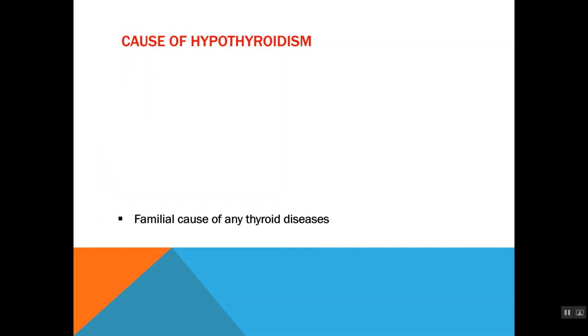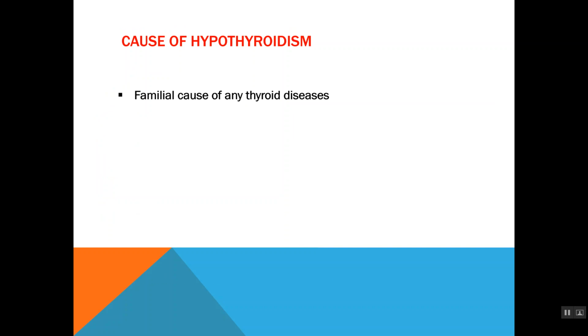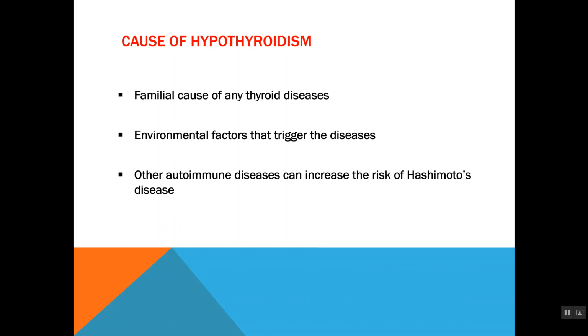Cause of the hypothyroidism. The major cause could be the disruption of the thyroid gland related to genetic, familial causes of any thyroid disease. Environmental factors can trigger the disease, for example, diet intake. Just like the patient in our case probably had excess iodine intake because of her normal seafood diet. Other autoimmune diseases can increase the risk of Hashimoto disease as well.